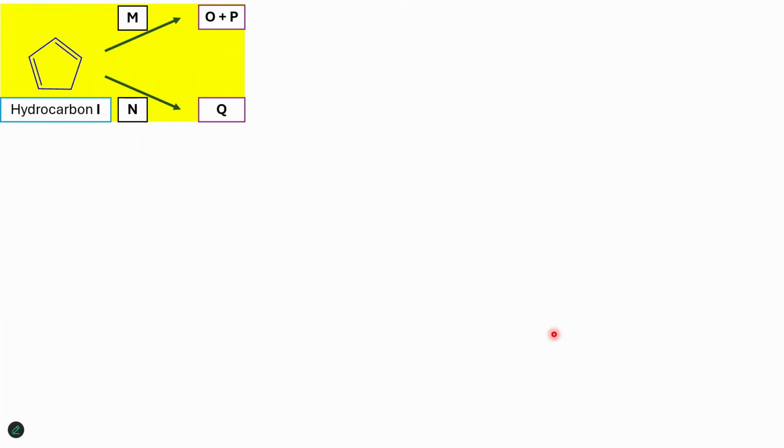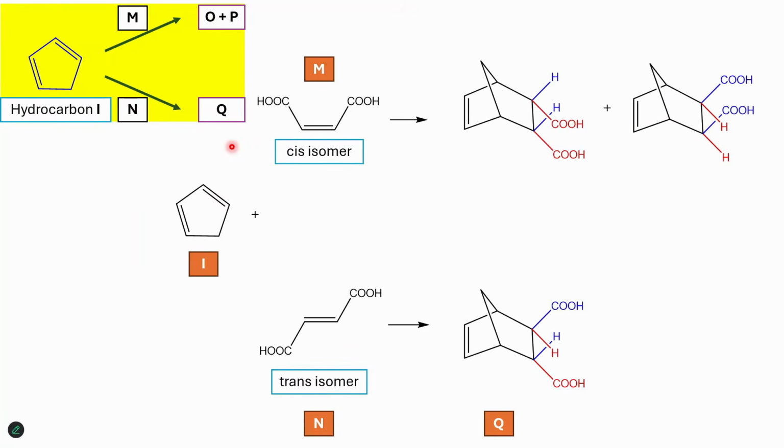So let's go back. We have this scheme, hydrocarbon 1 reacting with M and N. M gives O plus P, N gives Q, and I'm putting everything together. This is my hydrocarbon 1. With M, which is the cis isomer, I get 2 products. With N, which is the trans isomer, I only get 1 product. So why is this the case?